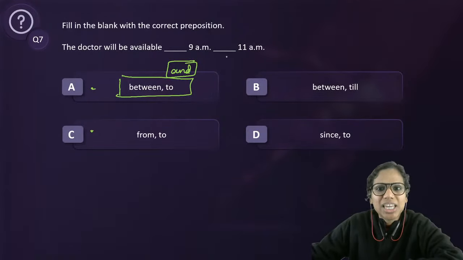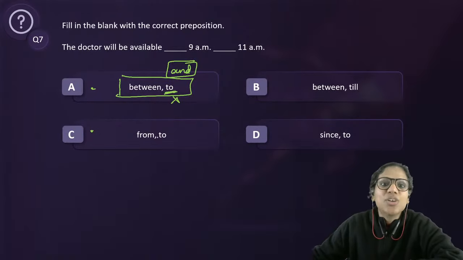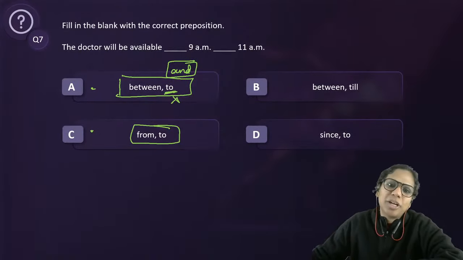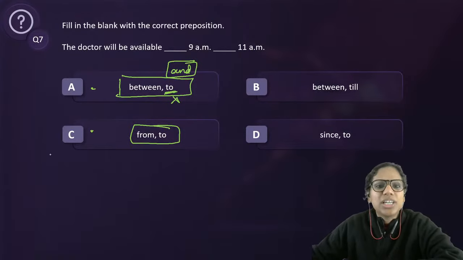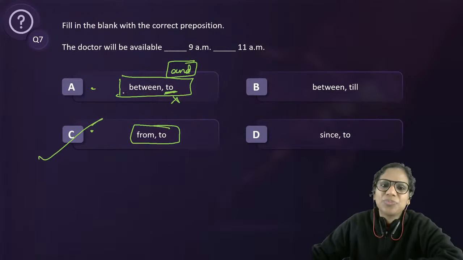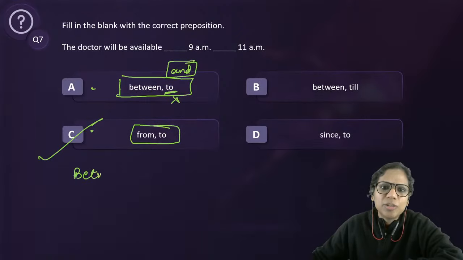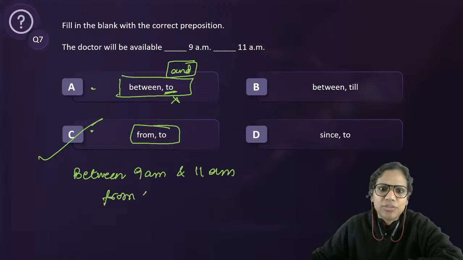So between 9 a.m. and 11 a.m. Not to. Between is not followed by to. Whereas from is followed by to. From 9 a.m. to 11 a.m. So good, those who said C. What is the difference though? When I say the doctor will be available between 9 a.m. and 11 a.m. versus when I say from 9 a.m. to 11 a.m. What is the difference?